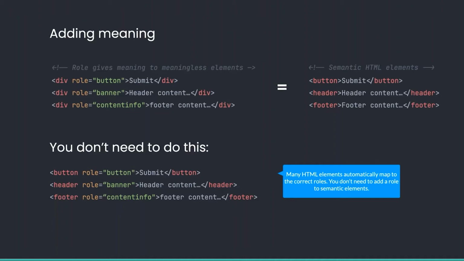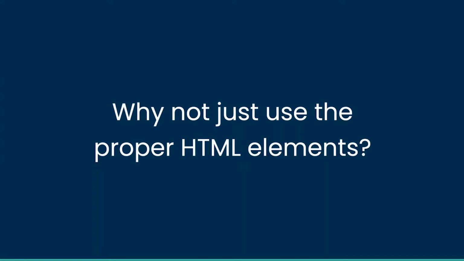Now you're probably thinking, especially looking at these div role equals buttons, why not just use the proper HTML elements? And you'd be exactly right. Most of the time, that's the best thing to do. You shouldn't be marking up divs as buttons really. Only use ARIA roles if you really need to. There are legitimate examples of where you may need to do that.